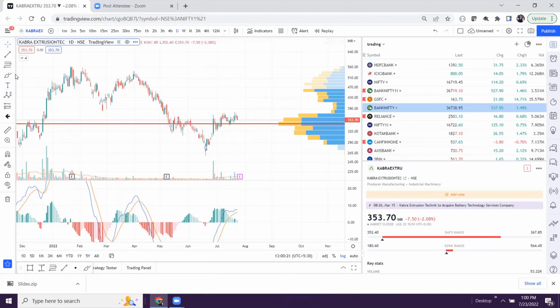Now see, at this point, if it goes like this and breaks this, then that is a stop loss. Yeah. The 100% should not be crossed. Right.